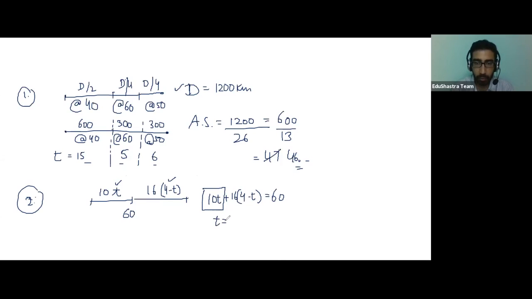t will come out to be 4 by 6, 2 by 3 hours. And of course, then the distance covered at 10 km per hour is 10t. So 10 into 2 by 3 comes out to be 20 by 3 kilometers. Yeah. Any problem, guys?